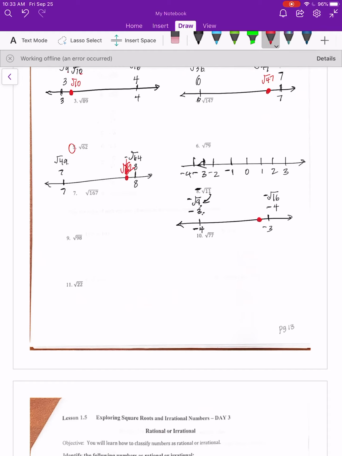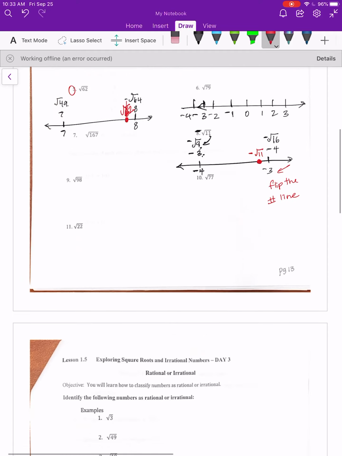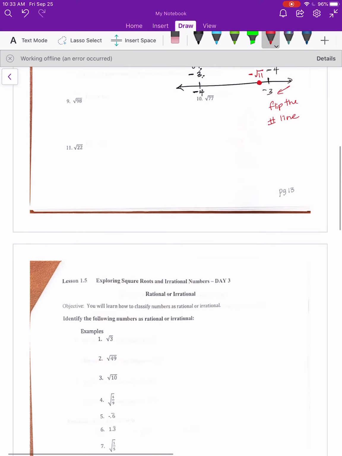So just be careful. If it's a negative, you have to flip the number line. So flip the number line, okay? All right, one other thing we're going to do today, so that's number lines.